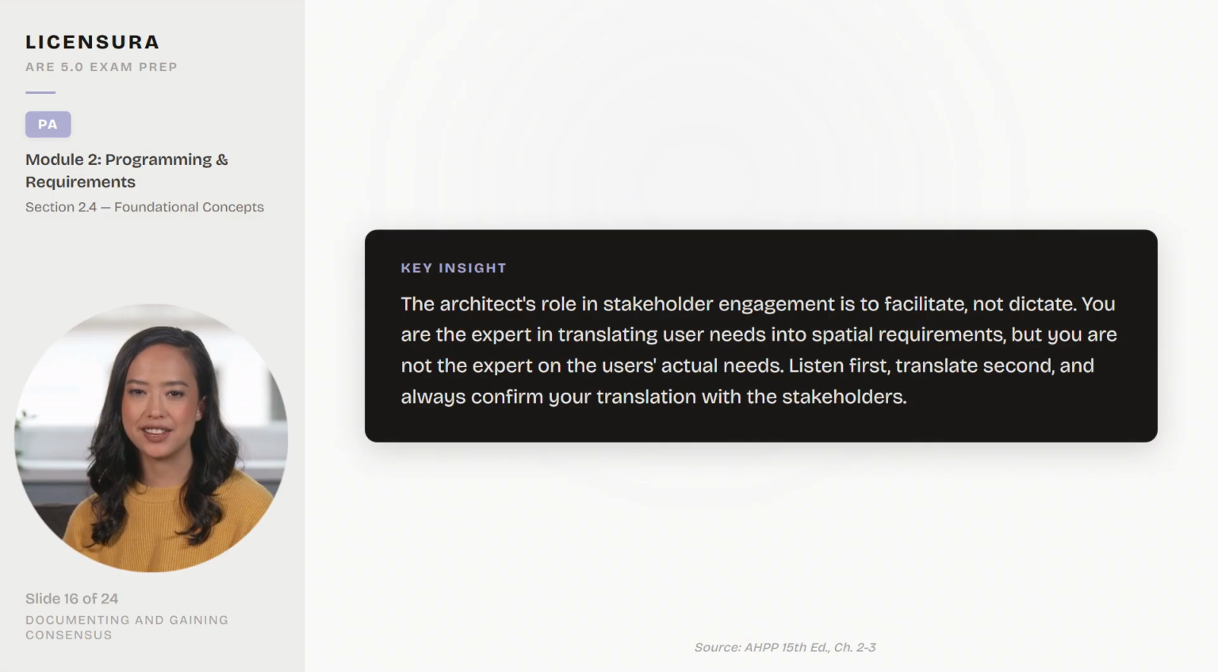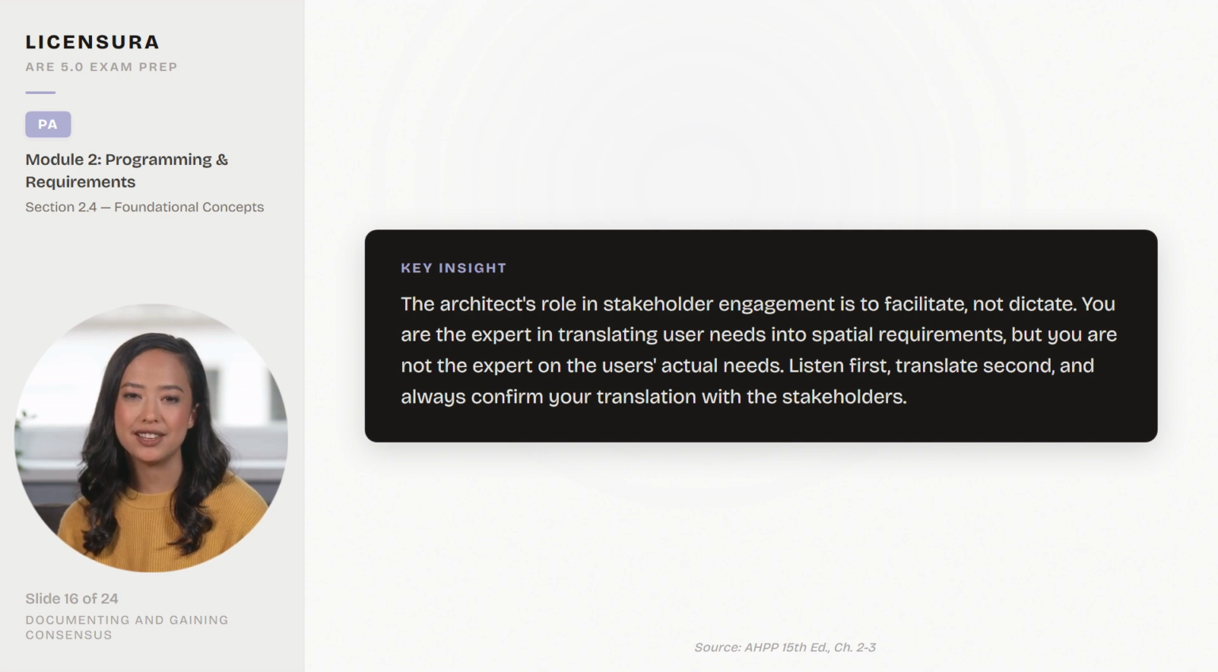Here's the key insight. The architect's role in stakeholder engagement is to facilitate, not dictate. You are the expert in translating user needs into spatial requirements, but you are not the expert on the user's actual needs. Listen first, translate second, and always confirm your translation with the stakeholders.